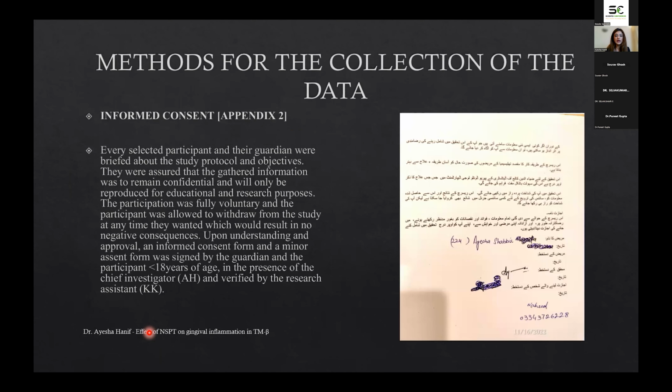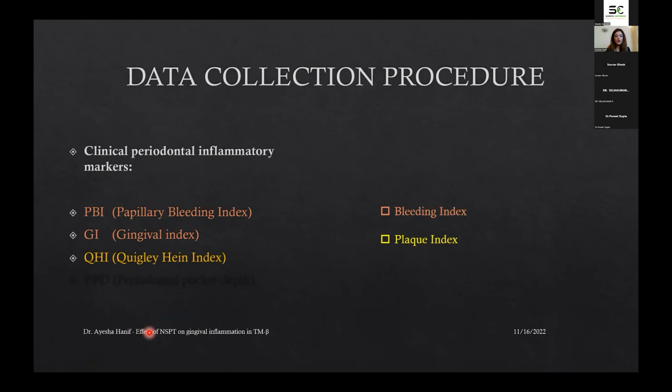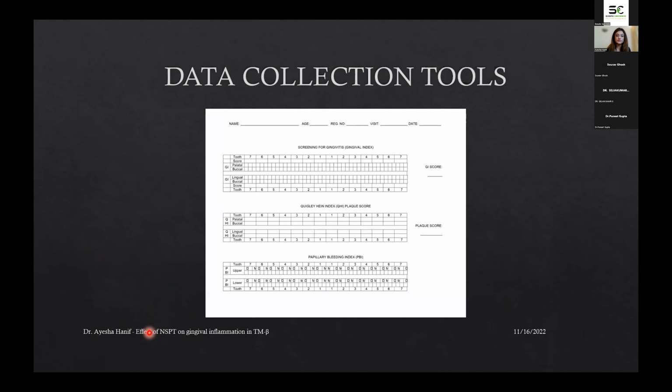Every patient had been informed about the treatment protocol and every patient had signed the informed consent before proceeding with this treatment protocol. So the clinical periodontal inflammatory markers were collected via the indices: 2 bleeding indices, 1 plaque index, and periodontal pocket depth were recorded for checking the clinical periodontal inflammatory markers.